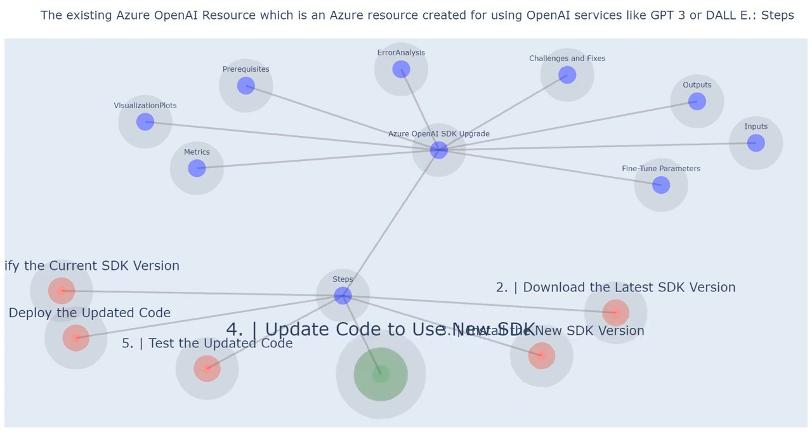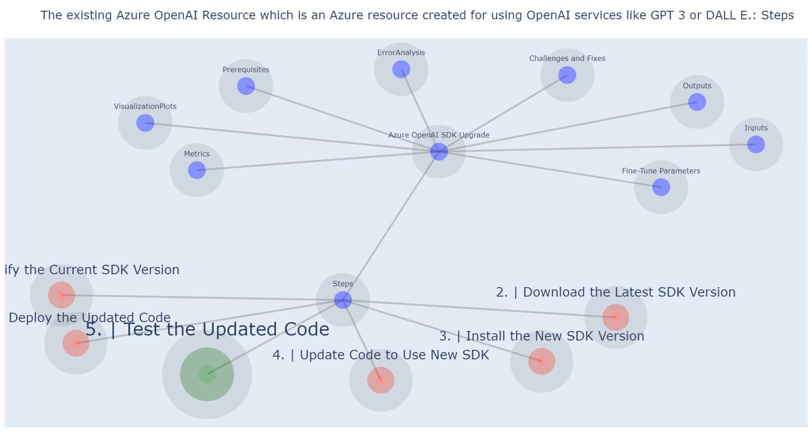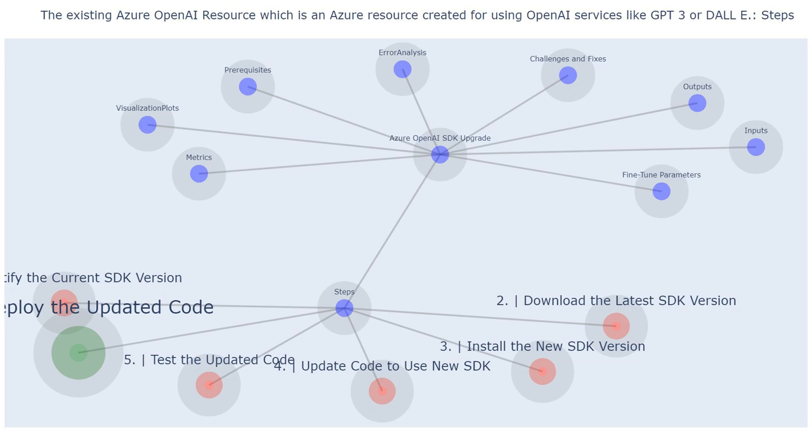Update the code to use the new Azure OpenAI SDK version. This might involve making changes to import statements, API calls, and handling of new or updated parameters and responses. Test the updated code thoroughly to ensure that it works correctly with the new Azure OpenAI SDK version. This can include running unit tests and integration tests to verify functionality. Deploy the updated code to the production environment after ensuring that all tests are passed and the new SDK is integrated seamlessly.